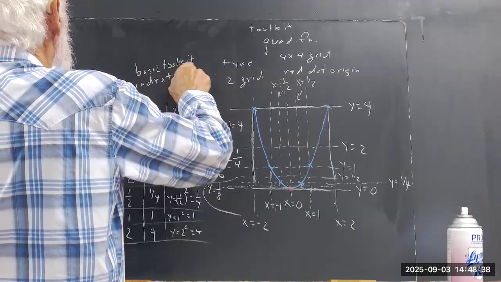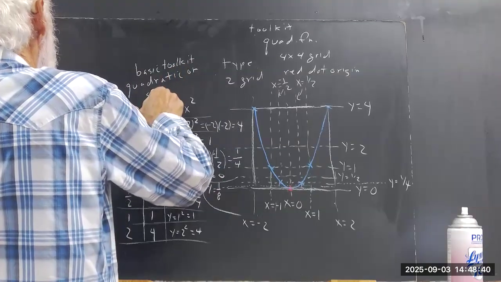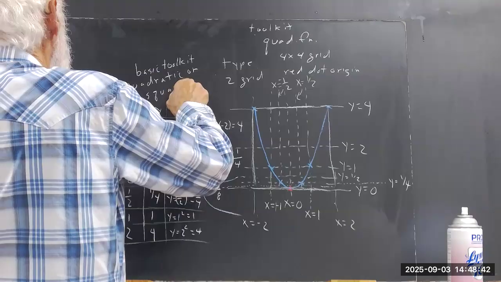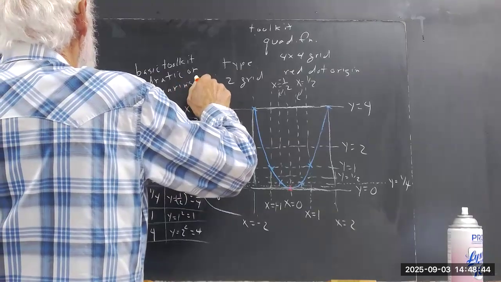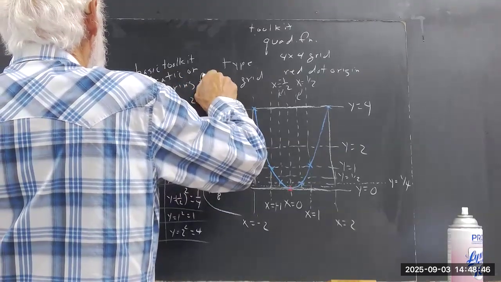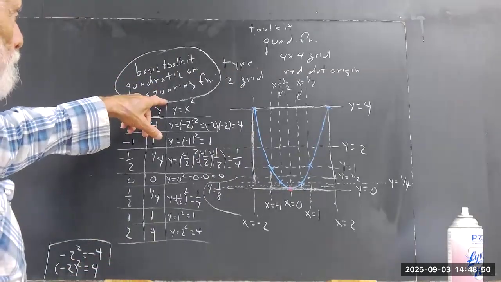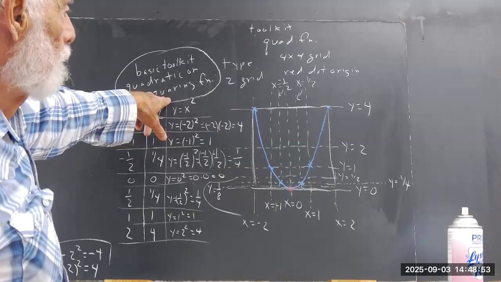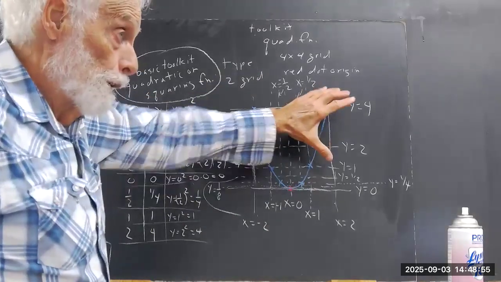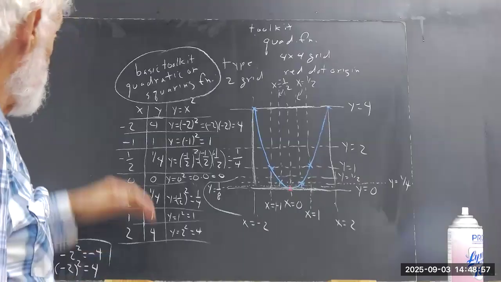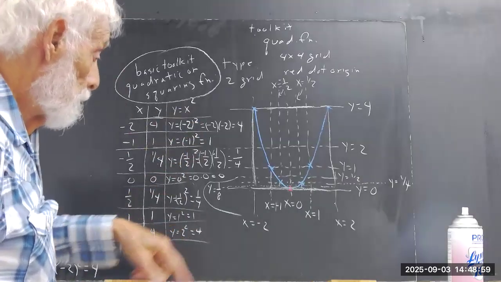I like to use the word quadratic. Basic toolkit, quadratic, or squaring function. This is how you can construct it. This is how you can use a formula to get the numbers.